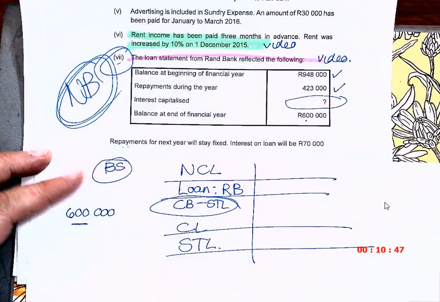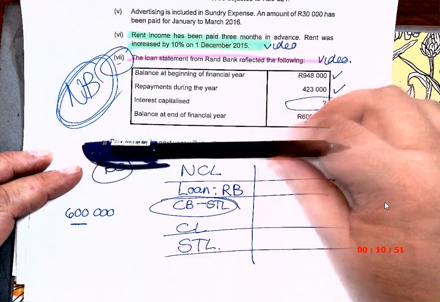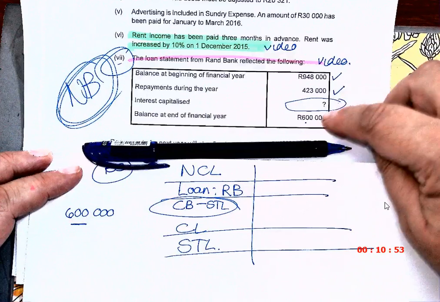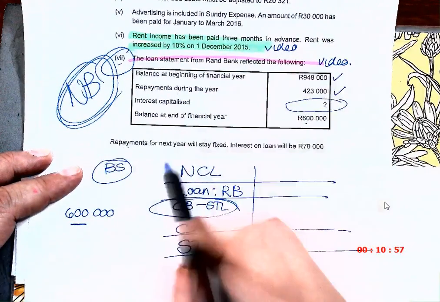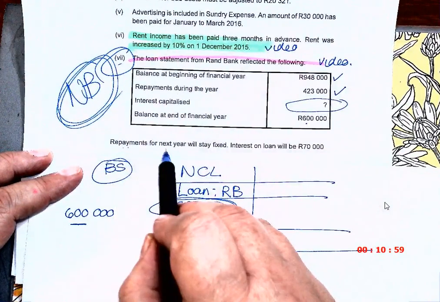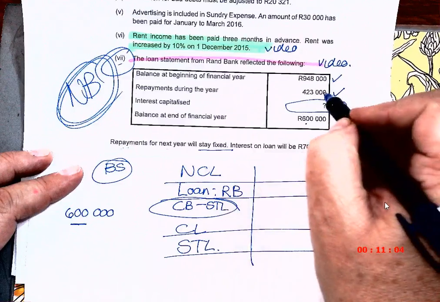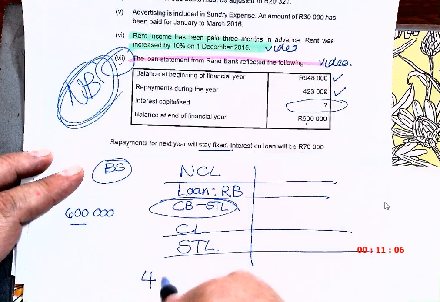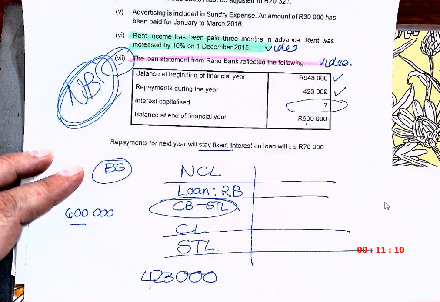What is my short-term loan? Now, if they didn't give me that info, I would use that 348. Okay? But now they give me something else. They say, repayments for next year will stay fixed. Meaning, I'm going to repay again 423. That's what I'm going to pay back next year also.